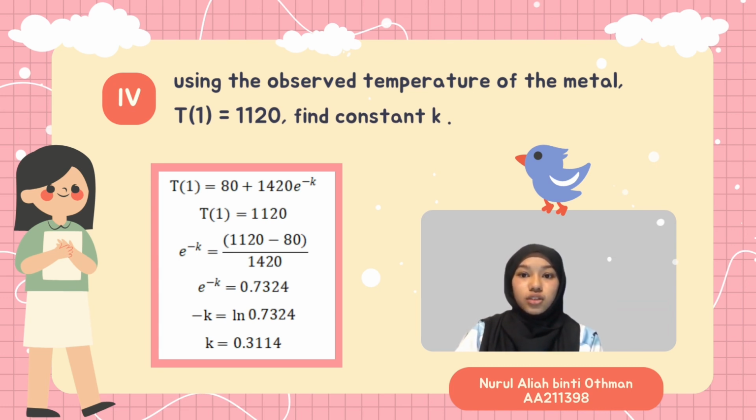Earlier, the last answer is T equals 80 plus 1420 e^(-kt). Replace t with 1 and you will get 80 plus 1420 e^(-1k). The equation states that T of the object equals 1120. Thus, in order to find k, you need to solve the equation 1120 minus 80 and multiply with 1 over 1420. And the answer is 0.7324. It is not done yet as k is still in the exponent. Use ln to solve it and k is 0.3114.